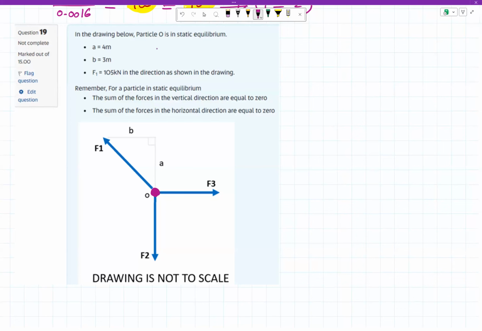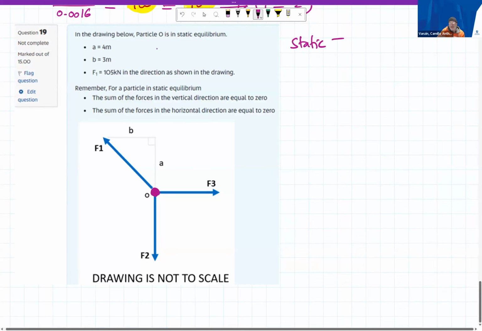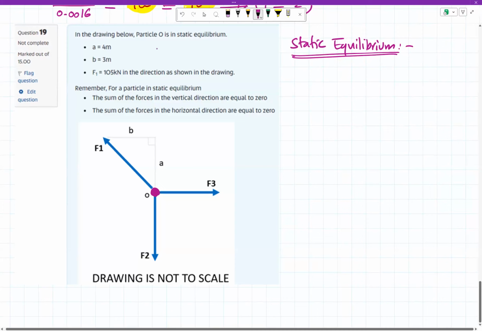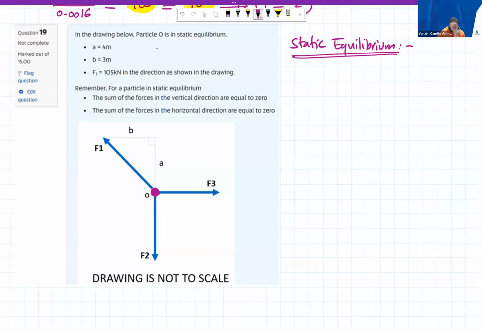What does it mean by static equilibrium? It's not moving in any direction. It's balanced, it stays in place. Actually, all the structure should be in equilibrium, otherwise it will be moving, right? So any point on the structure should be in equilibrium.